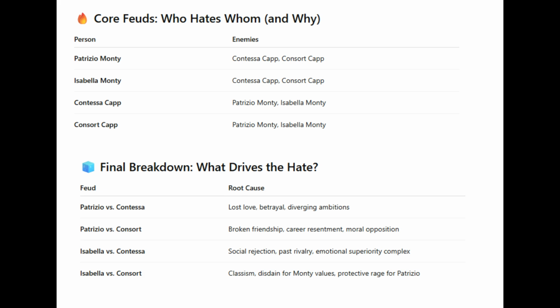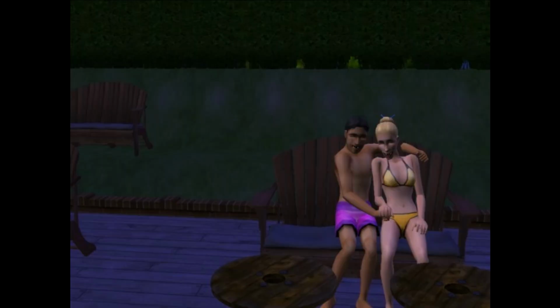So, I really want to break this down into the four quadrants, meaning the interactions between each of the four people. And obviously, the first one that starts things off is Patrizio and Contessa. So obviously they split up, but it left more than just romantic scars. They end up becoming enemies because Contessa, quote unquote, betrayed Patrizio by choosing Consort, not only romantically, but socially, aligning herself with the Capps or the Thebes' rigid structure and abandoning the more emotionally grounded Monty world.